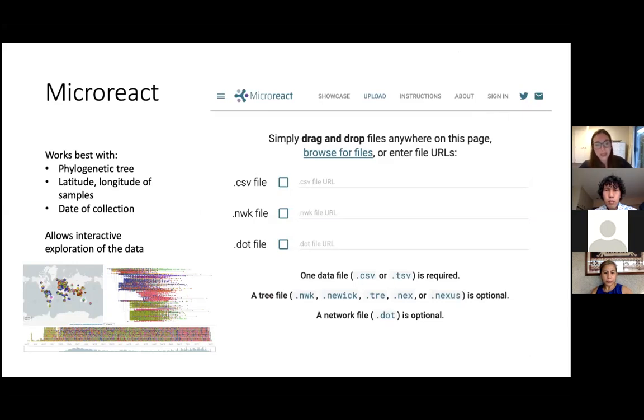And what it typically takes is a phylogenetic tree and a metadata file. And I find it works best if you have the tree, latitude and longitude of where the samples were collected, and the date of collection. So you can get your map, your tree, and your timeline views. And this is where you really start to be able to do some high quality epidemiological analyses.